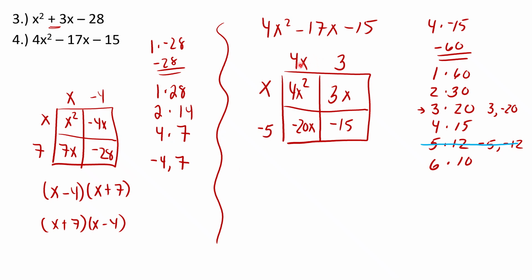And now I'll check this. 4x times negative 5 gives me negative 20x. So all of those work. Everything adds up, and we've got our factors. Our base is 4x plus 3, and our height is x minus 5.